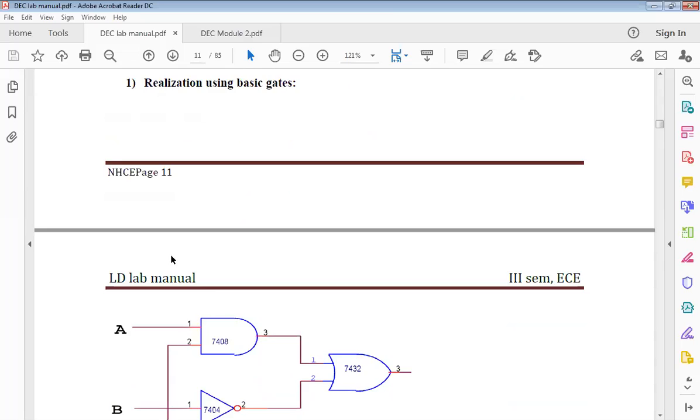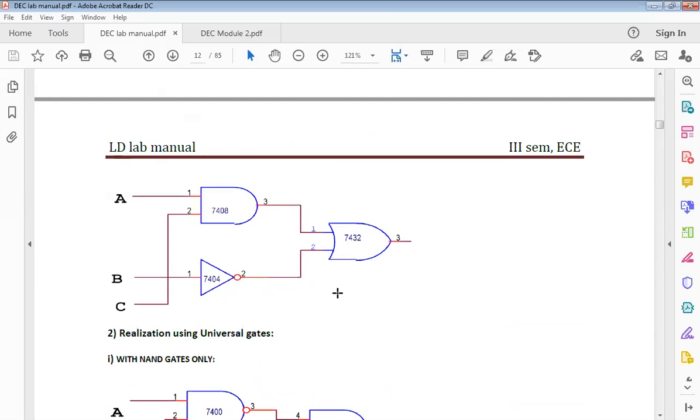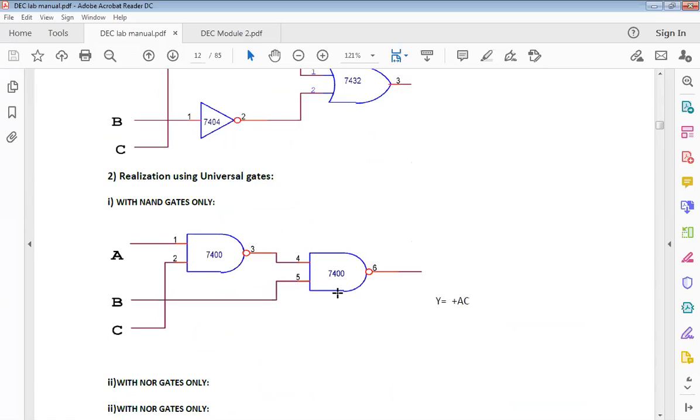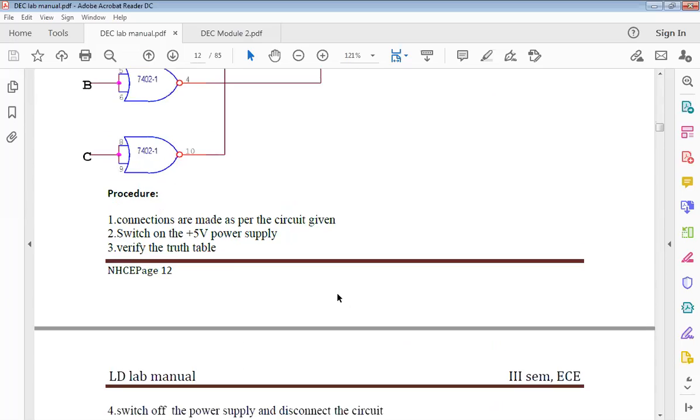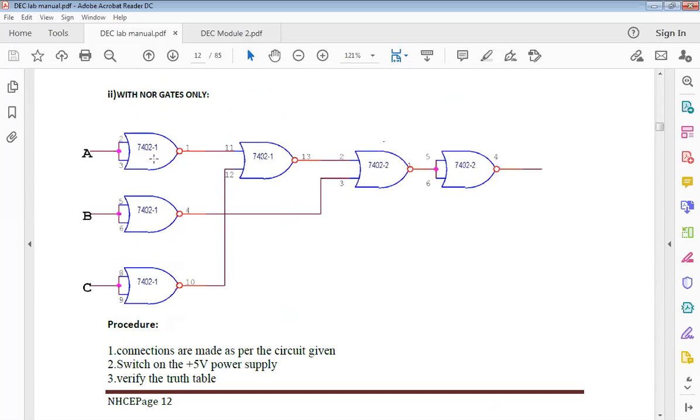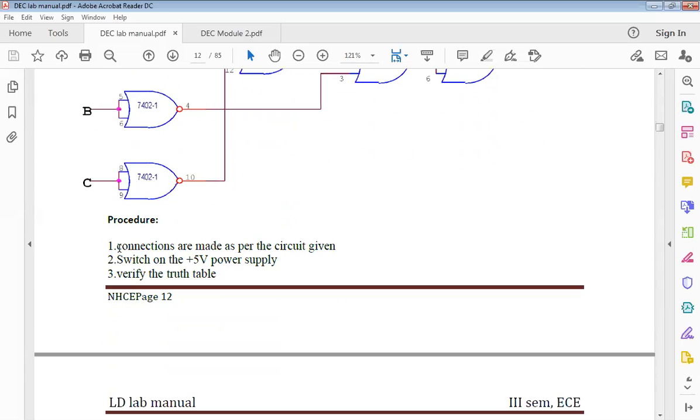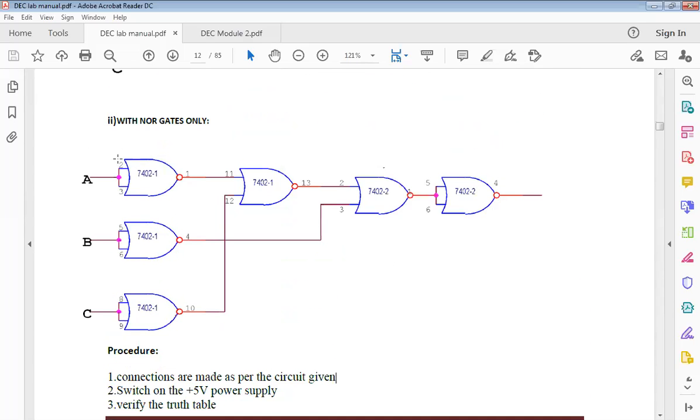Then once you get the equation, it's very simple to get the basic gates, and then the universal gates. For this, you will get ICs, specifically IC 7402. This IC will have to be connected as per your circuit diagram. So what is the circuit diagram? Pin numbers 2 and 3 will be connected to each other and given to A input. 5 and 6 will be connected and given to B input. 8 and 9 will be connected and given to C input.